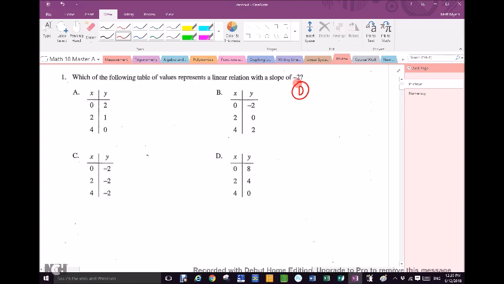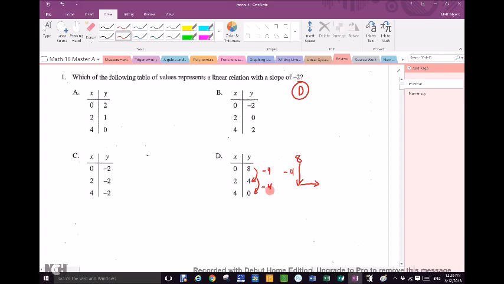And D, we're starting at a y-intercept of 8, and since we're moving by 2's, we'll have to double the amount that we're going by down for the slope. So 2 times -2 is -4. 8 minus 4 is 4. 4 minus 4 is 0. Yep.